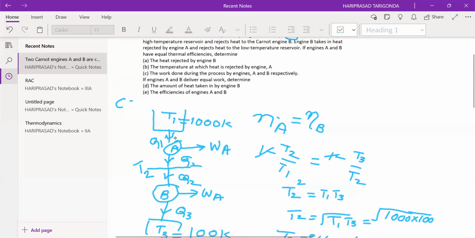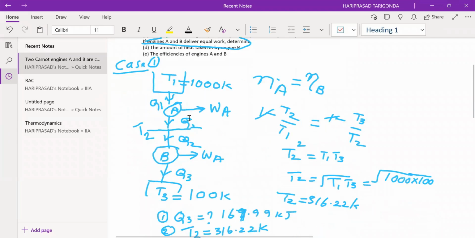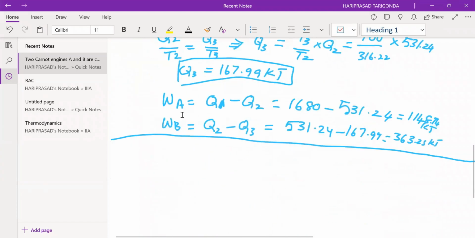What is the second case? The second case is if engines A and B deliver an equal amount of work. Then the amount of heat taken by engine B is what you need to find, and you also need to calculate the efficiencies of A and B.